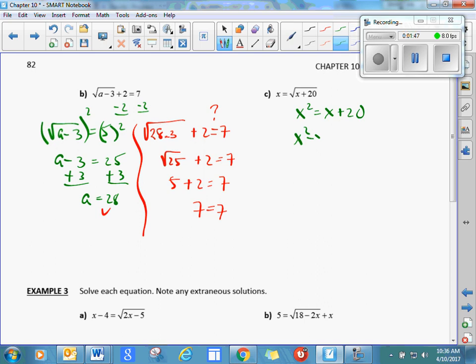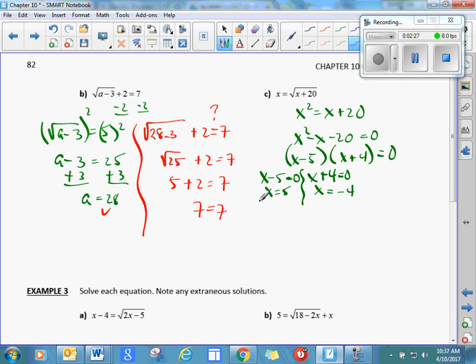Let's bring everything over to this side and set it equal to 0, because that's how we solve quadratic equations. This is pretty easy, I think, to see the factoring. 5 and 4 multiply to 20, and negative 5 and positive 4 will work. If you want to go back and review the AC method, fine. If you can do it in your head, even better. So when we set both of these equal to 0, we end up with x equals 5 and x equals negative 4.